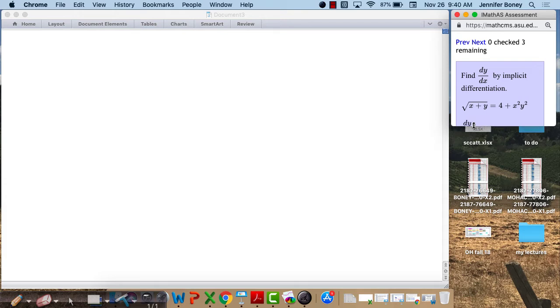There we go. Just put it over here. So you're finding dy dx, and the function was something like this. Everybody's is a little bit different, I believe, on this one. Some of the numbers change, like it's not always a 4, or there might be a minus in there. But generally, it's the same.